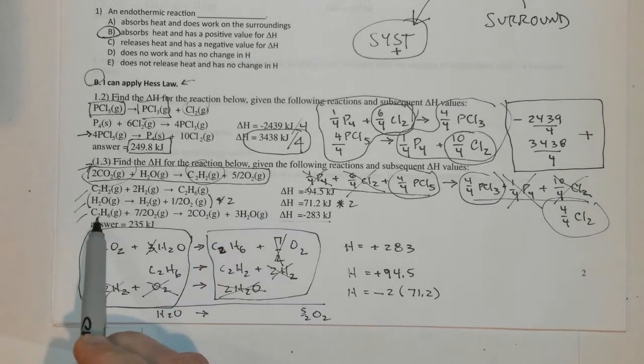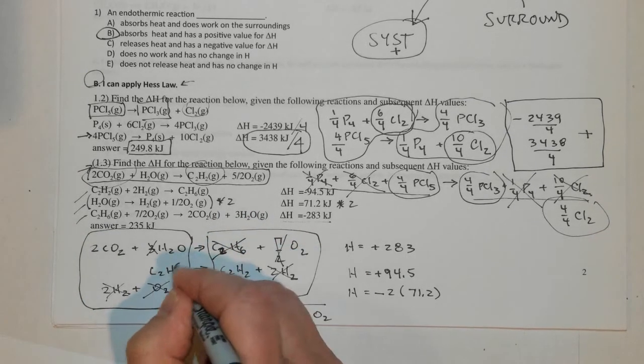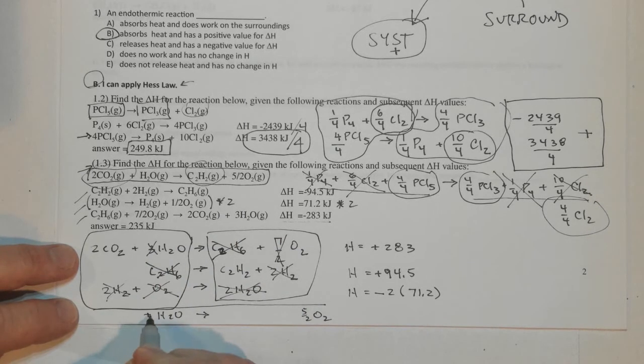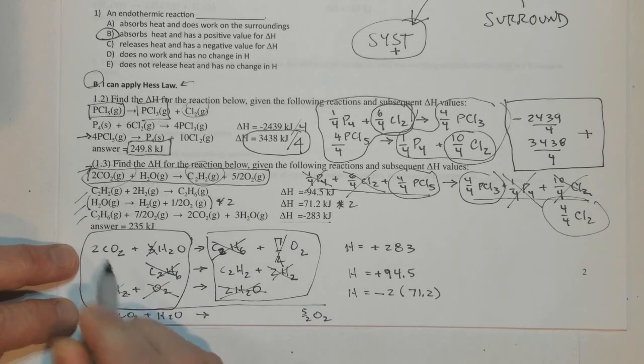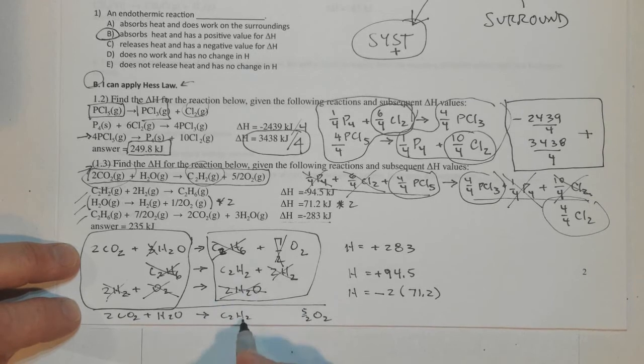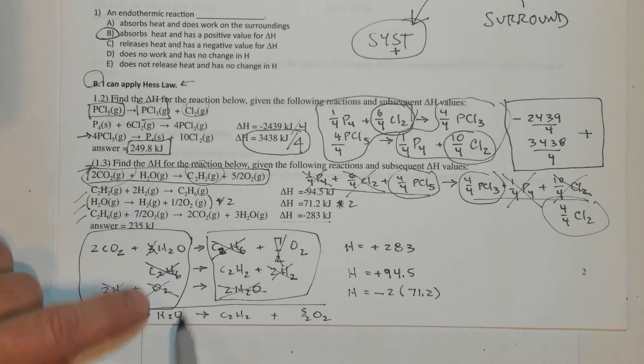I think I wrote that wrong, C2H6 right here. So that means the C2H6 right here and the C2H6 would cancel out with one another. And my remaining things would be 2CO2 from right here, my H2O remaining right here, my C2H2 right here, and my 5/2 O2. And now look, I've got my goal reaction.